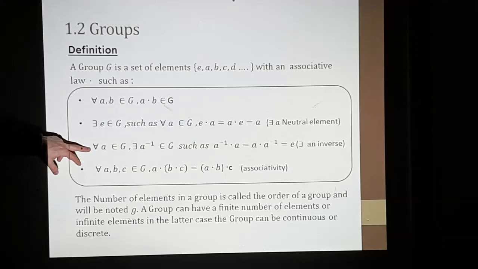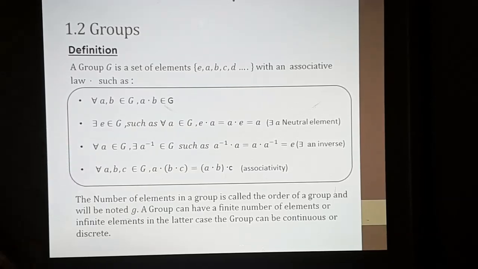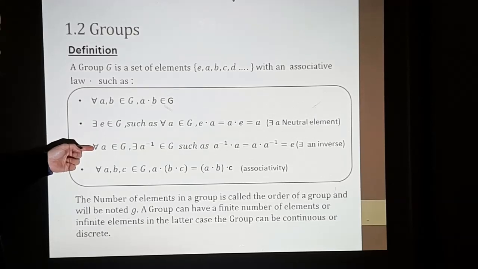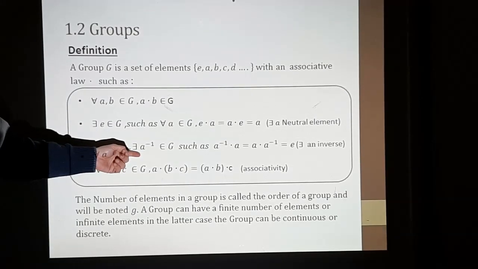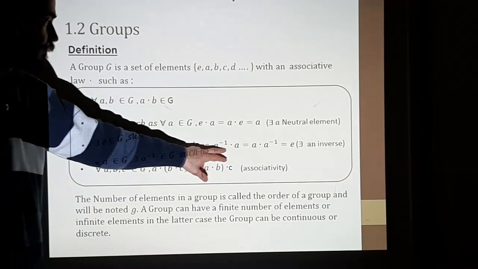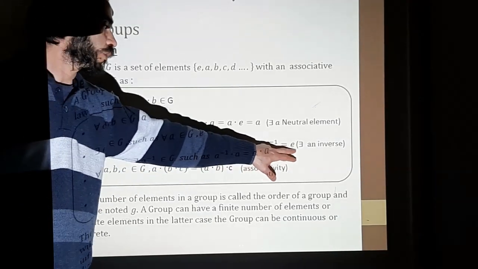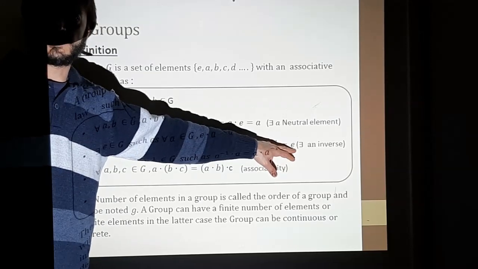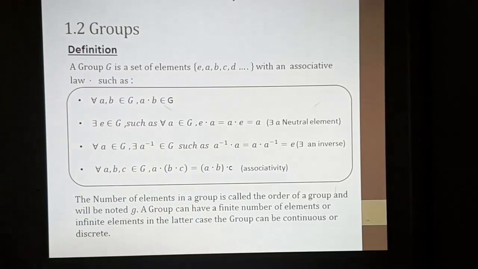Now, the third condition is that, no matter what element belonging to G, each element has to have an inverse. So no matter what A belongs to G, there exists A minus 1 such that A minus 1 multiplied by A is equal to the identity or the neutral element.